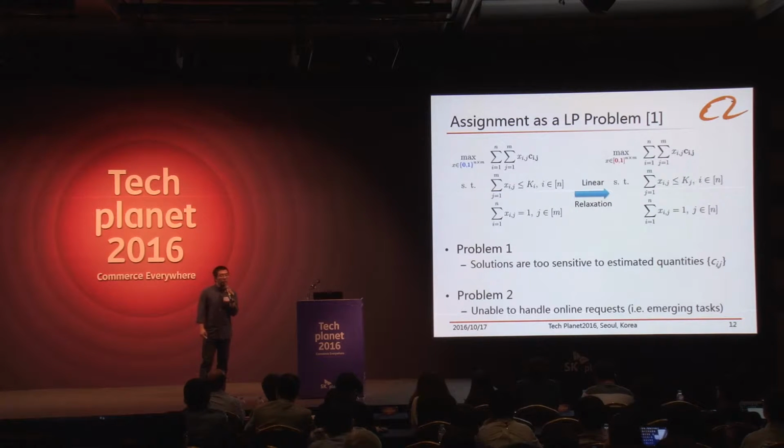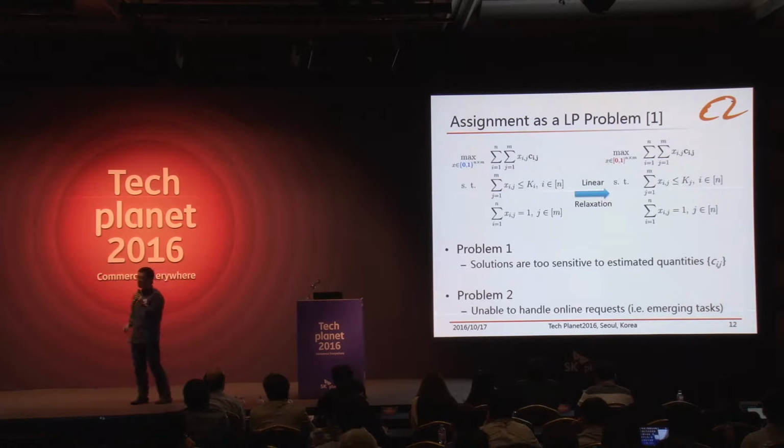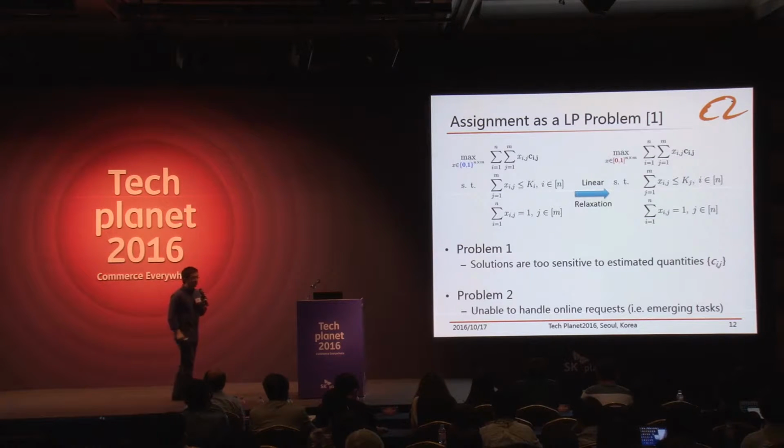Now, in general, this assignment problem has been very well studied in the research community, and it has a history of at least 50 years. But there are two important issues that, unfortunately, were never seriously addressed by those researchers, which have a major impact in practice. The very first issue is about the quality.